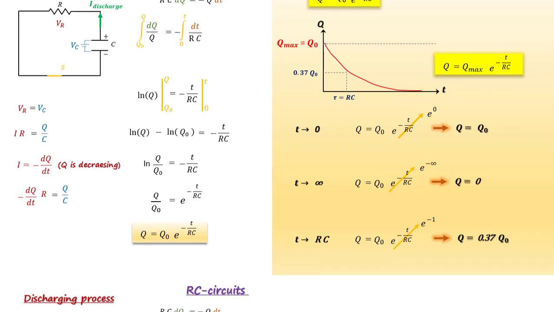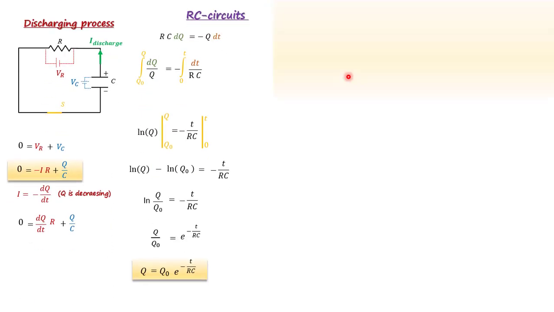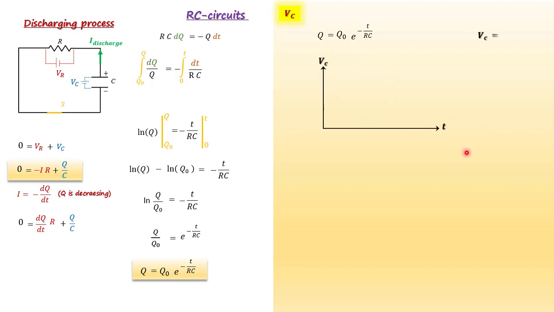Now let's analyze VC. Start with the main equation. We want to see VC as a function of time, so VC is Q over C. Well, we already know our Q. Then VC is Q0 over C times e to the minus t over RC.